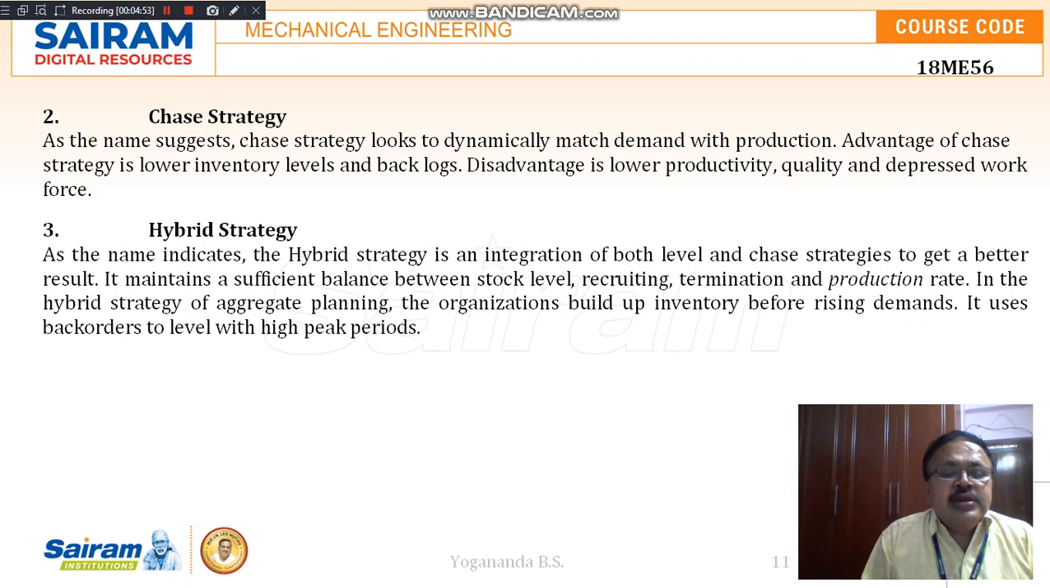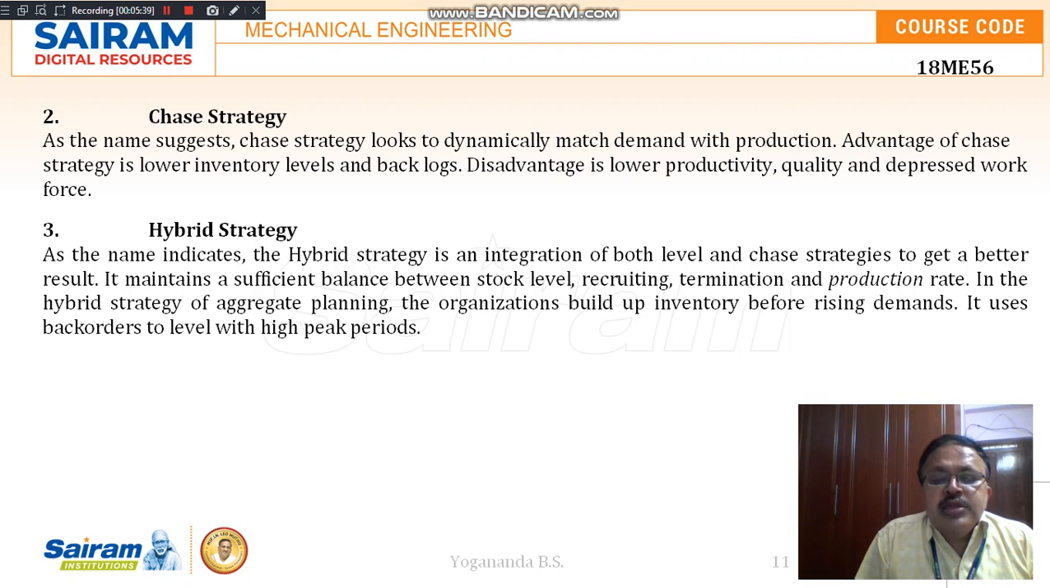Then chase strategy. As the name says, the chase strategy is the one where the production is chasing the demand. Then hybrid strategy. This is the integration of both the previous two strategies, the level strategy and the chase strategy, so that we get a better result. It strikes a balance between the stock level, so that recruitment happens properly, there is proper termination of employees, and the production rate is also maintained.